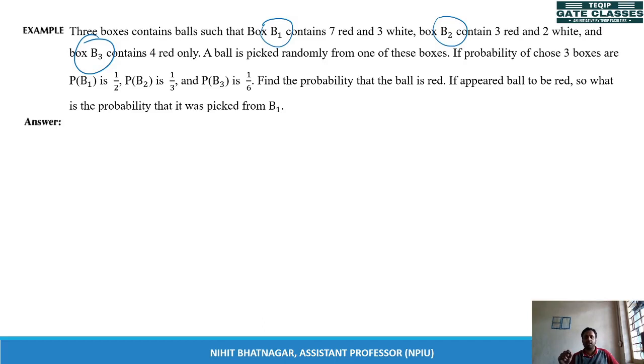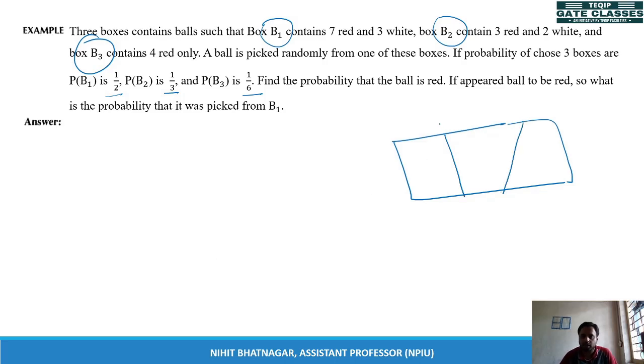A ball is picked randomly from any of the three boxes. The probabilities of selection of the boxes are 1/2, 1/3 and 1/6. The addition of all three is 1. Then find the probability that the ball is red.